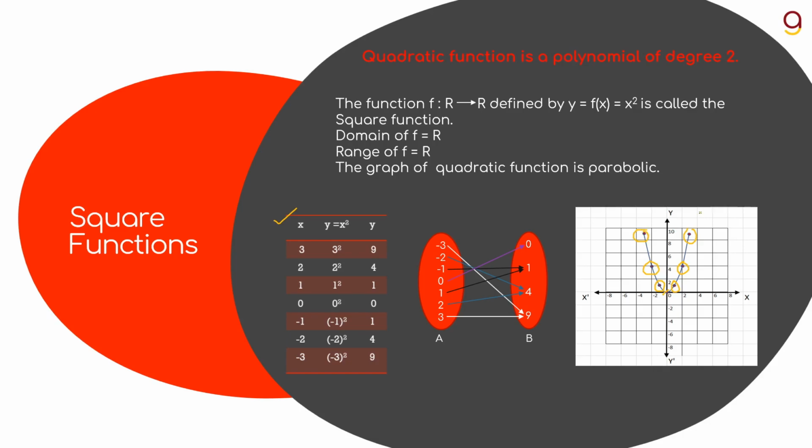Yes. So we get these points, and on joining these points we can see that the graph is like a parabola. So the graph of the quadratic function is parabolic. In the previous slide we saw that the graph of the linear function is a straight line, whereas the graph of a quadratic function is parabolic. Hope you are clear till here.